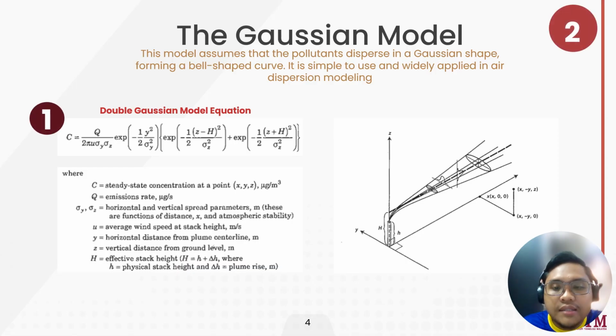Alright, this is the first equation in dispersion, the atmospheric dispersion model, which is the Gaussian model. This model assumes that the pollutant disperses in a Gaussian shape, forming a bell-shaped curve. It is simple to use and widely applied in dispersion modeling. So this is the double Gaussian model equation, where C is the steady state concentration at a point, and this is the model for the Gaussian model.